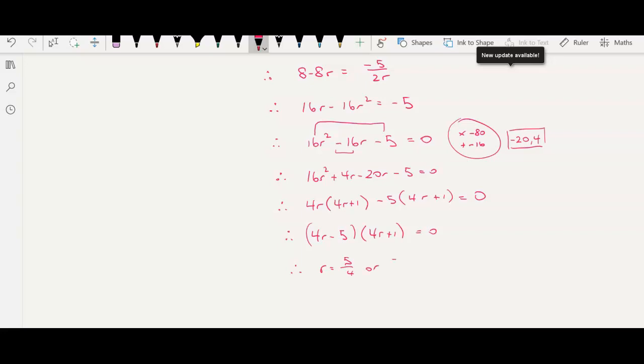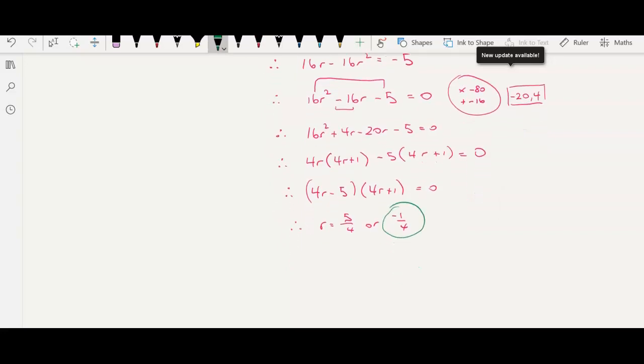Let's think about the results. 5/4 or -1/4. Remember, we assumed that from the information we were given, it's a convergent sum, so it has to be between -1 and 1. It can't be r equals 5 quarters because it would be divergent. At -1/4 though, I've got a convergent sum. So that's my value of r. Okay, cheers.